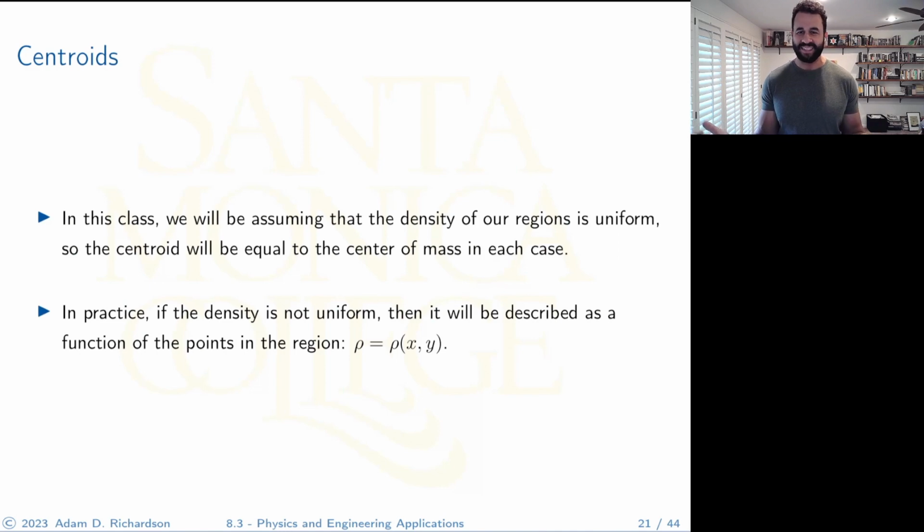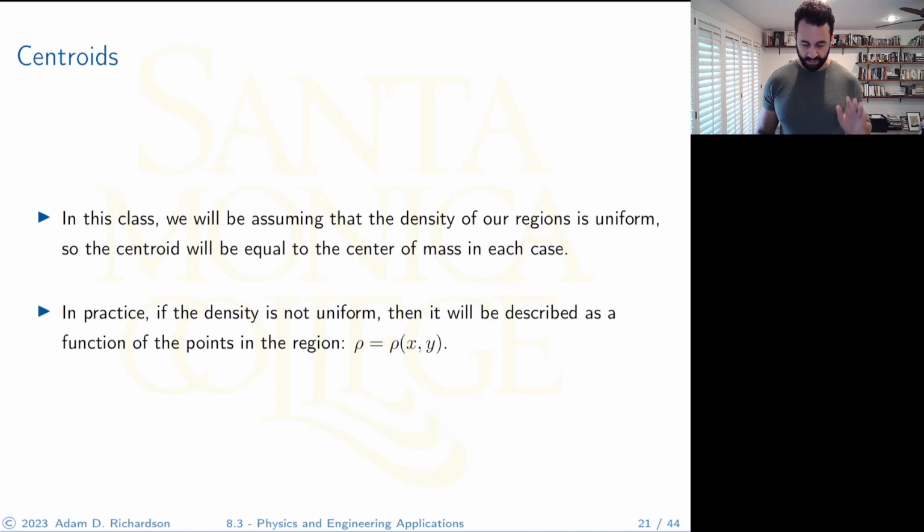So in this class, we will be assuming that the density of our regions is uniform. This is an important thing to recognize. Because of this, the centroid will always coincide with the center of mass in our cases. But in general, I would say more often than not, these things do not coincide, because the density of the regions we're interested in exploring is not uniform. Even for something like a cell phone, the density is not uniform at all. It's got pockets where there's more mass, pockets where there's less mass. So we are not going to be considering cases like that. We're going to be considering nice, straightforward, uniform density objects.